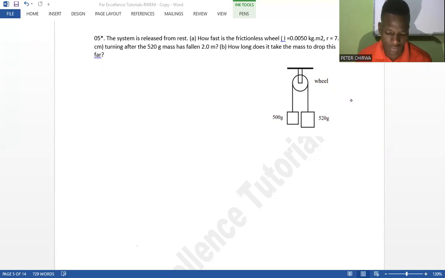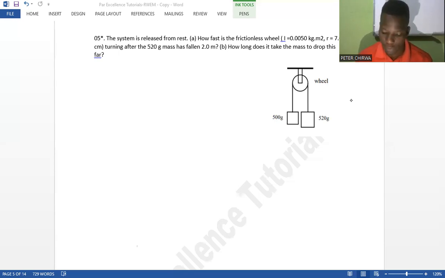So the question says, the system is released from rest. How fast is the frictionless wheel with that inertia and the radius turning after the 520 gram mass has fallen 2 meters? How long does it take the mass to drop this far? So we are being asked to find the angular velocity here and also the time that it takes that mass to drop.